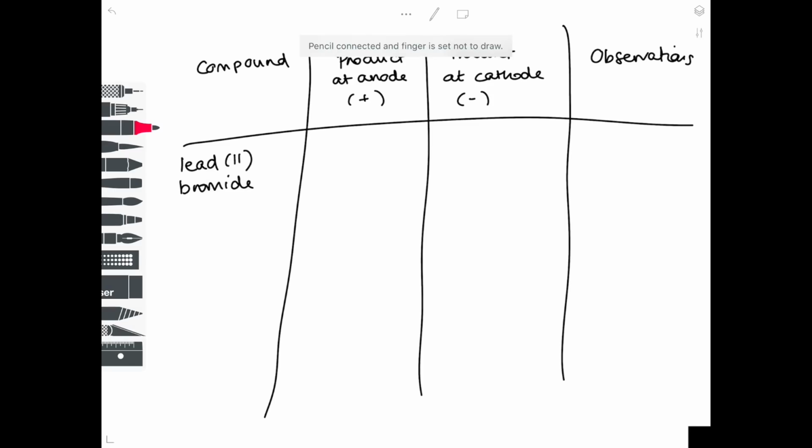And remember, that's therefore going to be made up of Pb2+ and Br-. And that 2 here has told us that it's 2+. Bromine is in group 7. 8 take away 7 is 1, hence why its charge is -1. So remember that opposites attract, which therefore means that at the anode you're going to produce bromine and at the cathode you're going to produce lead.